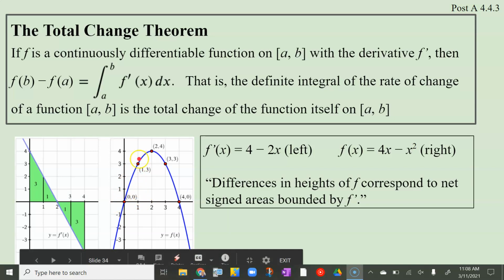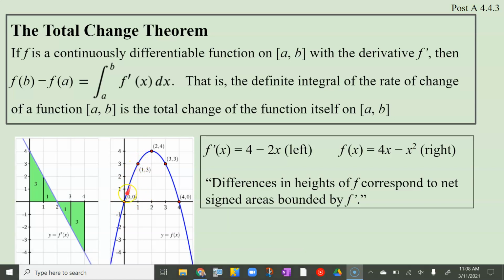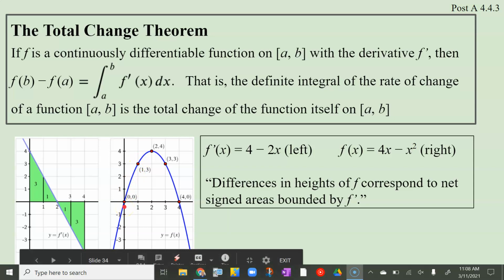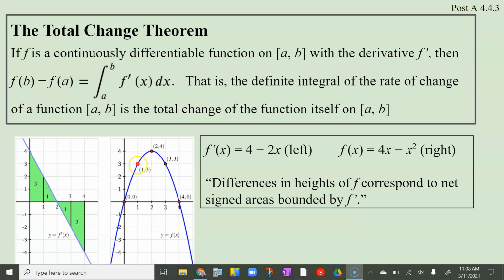What's the difference in height? Well, the difference in height is going to be 3 minus 0. That's 3. That corresponds to the area under the derivative curve from 0 to 1. What's the difference in height from 1 to 2? Well, the difference in outputs, 4 minus 3, is 1. That corresponds to this little area right here from 1 to 2, the area under the derivative function.